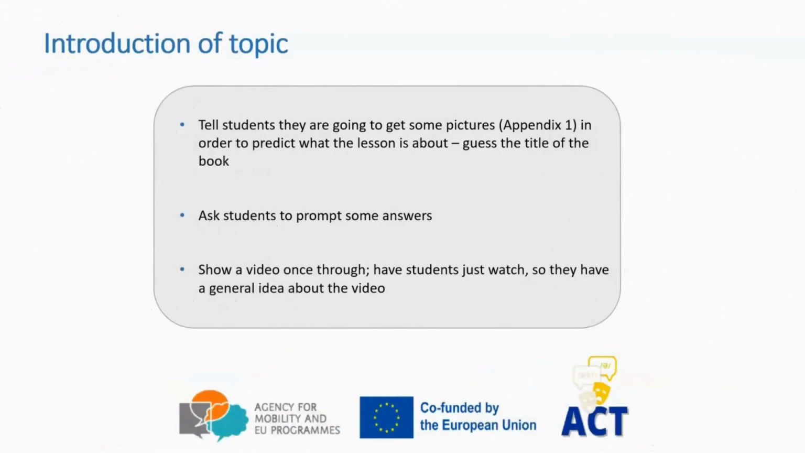Introduction of topic. Tell students they're going to get some pictures, Appendix 1, in order to predict what the lesson is about. Guess the title of the book. Ask students to prompt some answers. Show a video once through. Have students just watch so they have a general idea about the video.